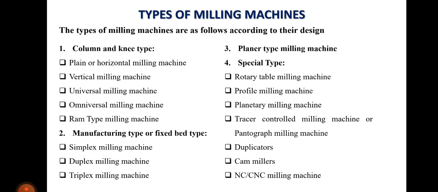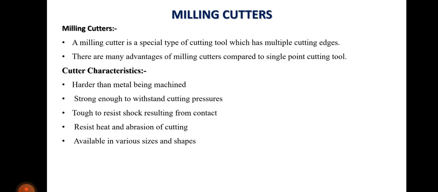And again the special type of milling machine is classified into a number of types, that is rotary table milling machine, profile milling machine, planetary milling machine, tracer control milling machine, duplicator, cam miller, and NC and CNC milling machine.